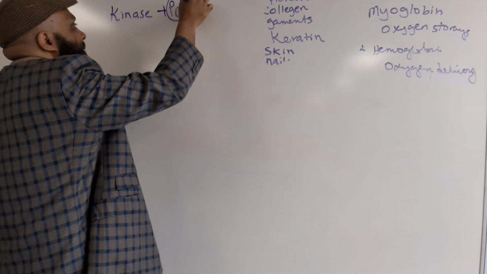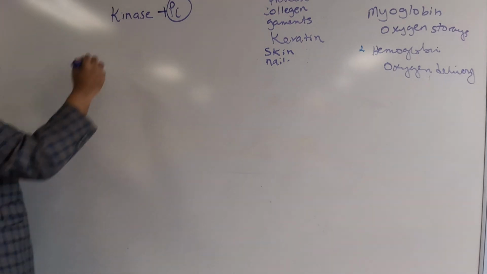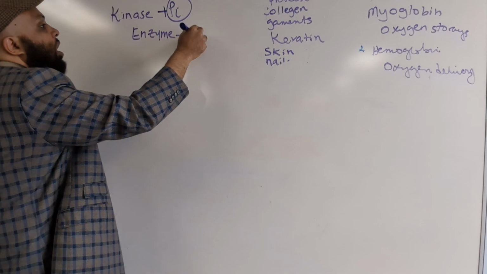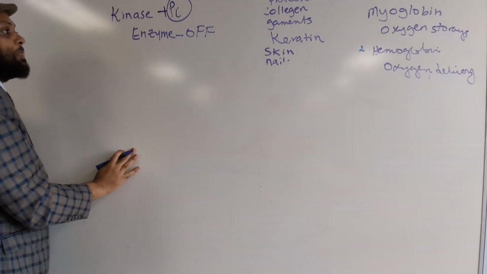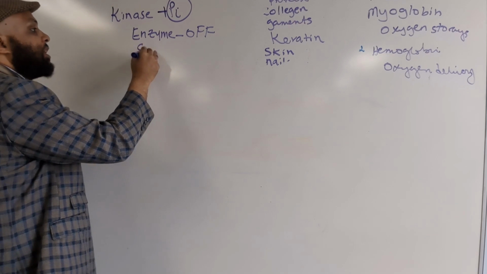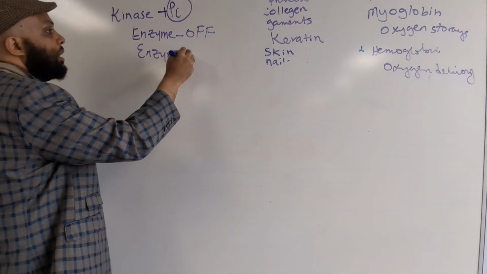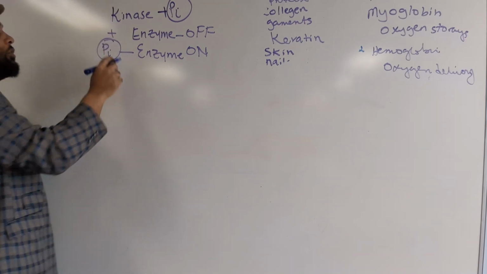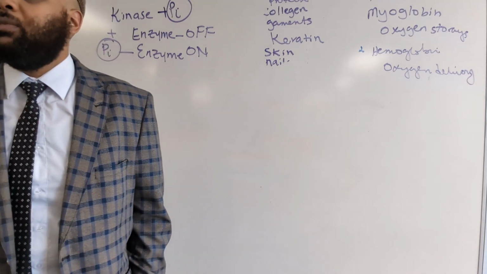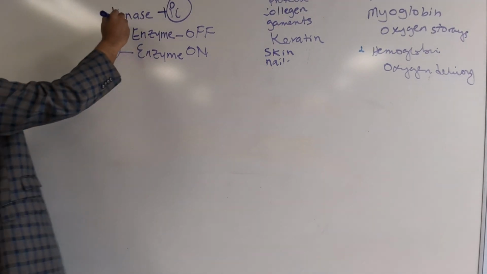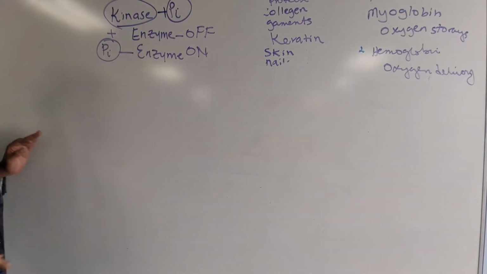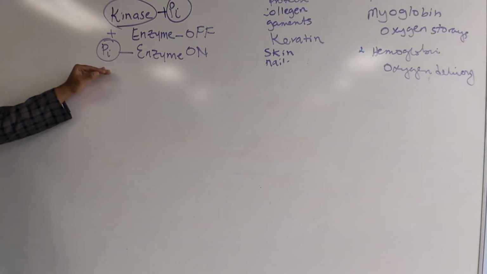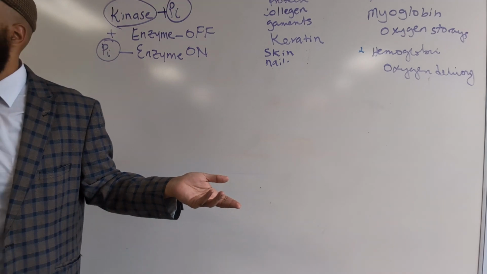What's a plus Pi? A plus Pi is a phosphate group. So you can have an enzyme that is off. This enzyme will be turned on if you add a plus Pi. If you add a phosphate group to it, it's going to get turned on. So who added the phosphate group? It's this kinase. So once you activate the kinase, the enzyme is going to get a plus Pi and then it's going to start to work.